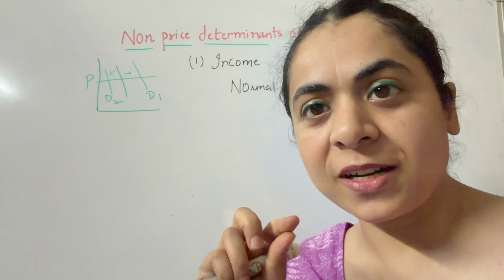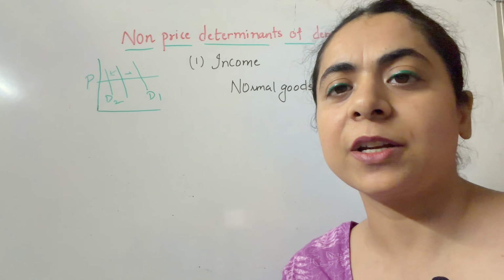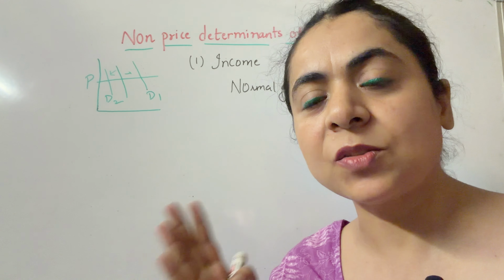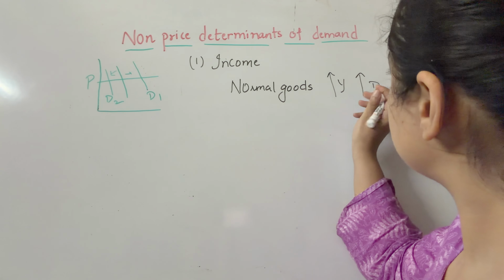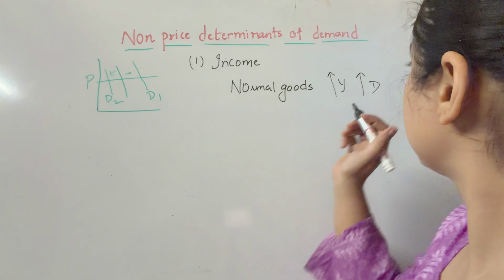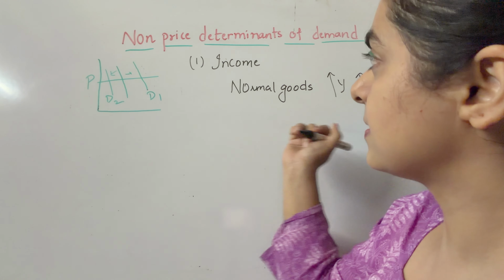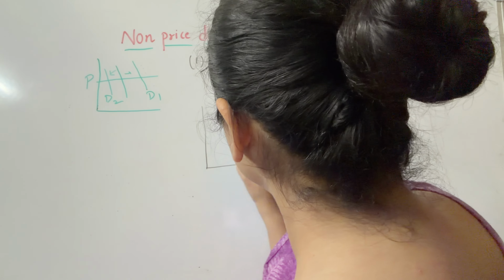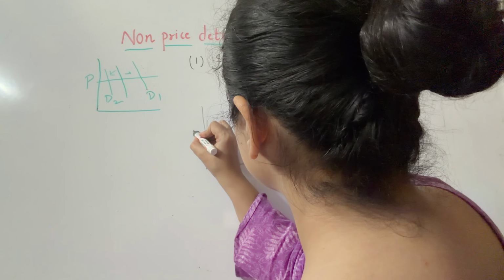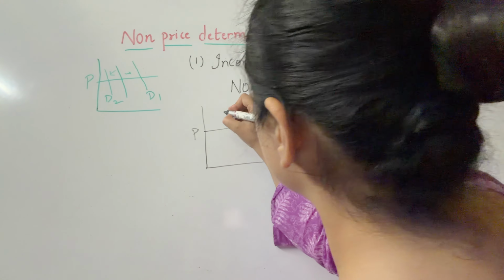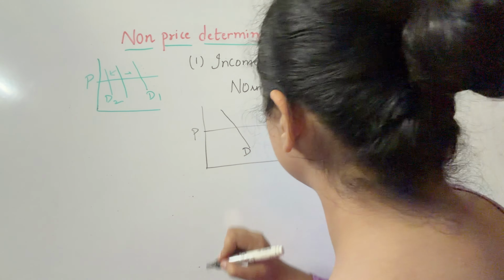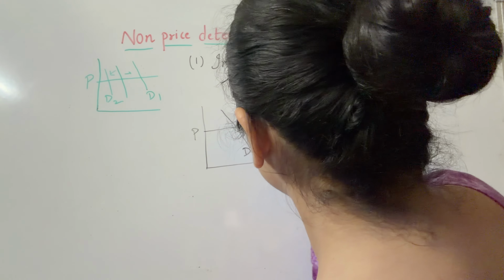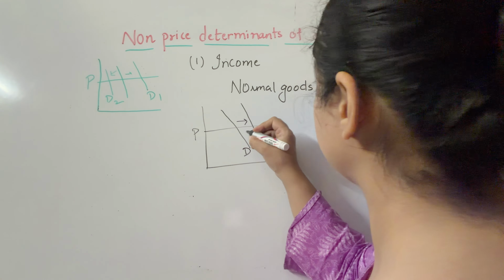The first non-price determinant is income, and we can further study its effect on normal and inferior goods. Normal goods are those goods whose demand increases with an increase in income. Y here represents income. The demand for normal goods increases. So if I have to show a diagram for this, let's say the price of this normal good is constant, and this is the demand for the normal good. In case income increases, demand for the normal good shifts rightwards.